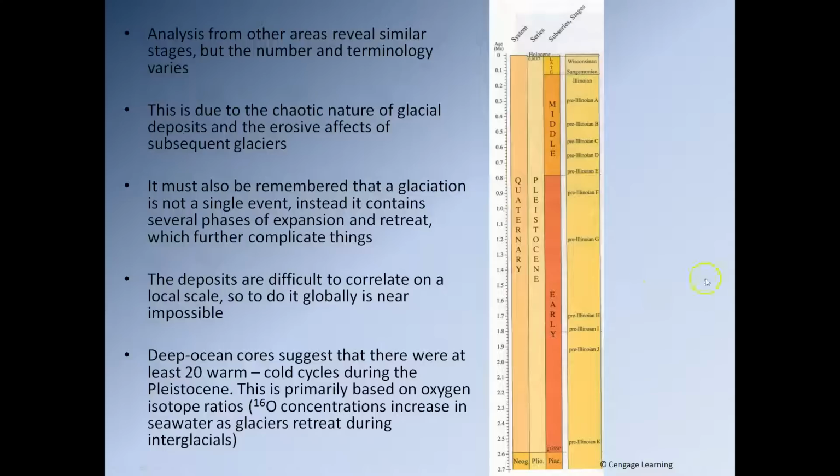And so by looking at that data, we find that there were in fact 20 of these warming cooling cycles. So once again, that shows you during the Pliocene there were 20 of these events where the glaciers extended, retreated, extended, retreated, extended, retreated. So they did it several times. So it wasn't just one smooth process.